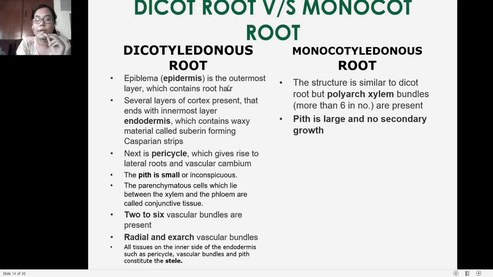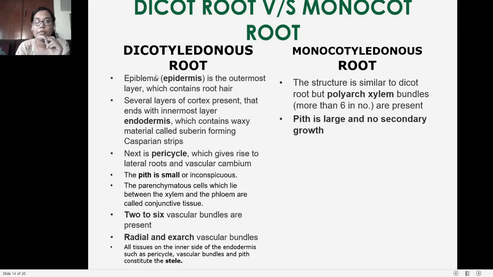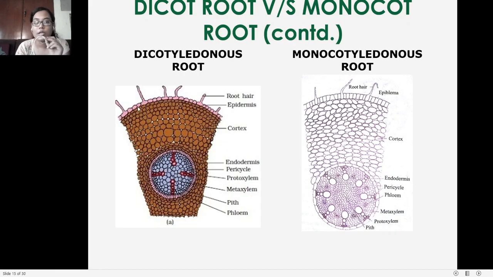Here you can see a comparative table between the dicot root and monocot root. So here, as you can see, dicot roots have the following parts: epidermis with root hair, then comes the cortex below epidermis. After the cortex or cortical layer, we have the endodermis, then pericycle, then we have our vascular bundle. The epidermis is the outermost layer having the root hairs.